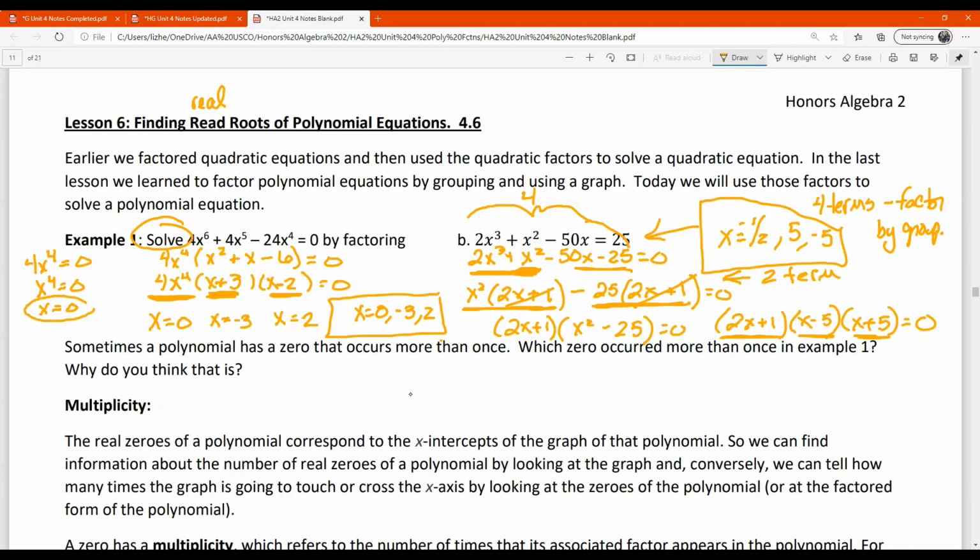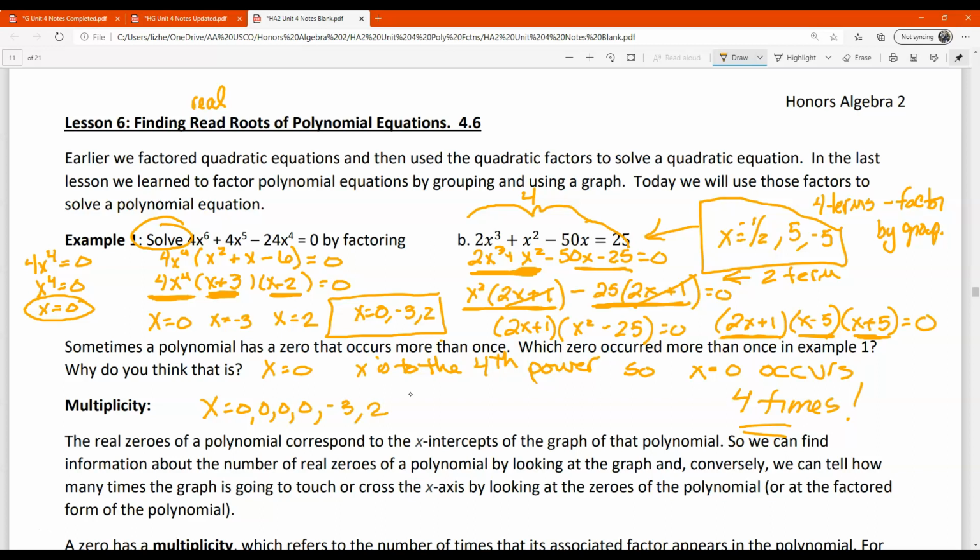But over here, this x equals 0, how many times did that occur? 4 times. So x equals 0 occurred more than once. Why? Because x is to the 4th power. So x equals 0 occurs 4 times. If you want to be technical about example 1a, the answer would be x equals 0, 0, 0, 0, -3, 2. But that brings us to this word called multiplicity.